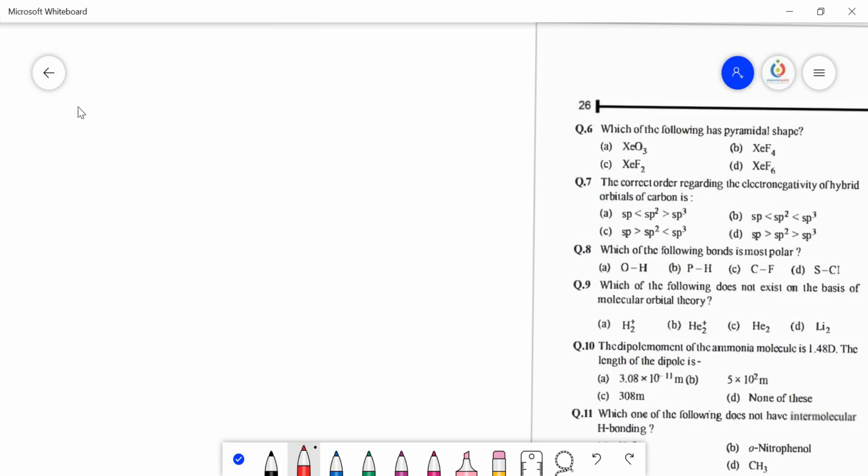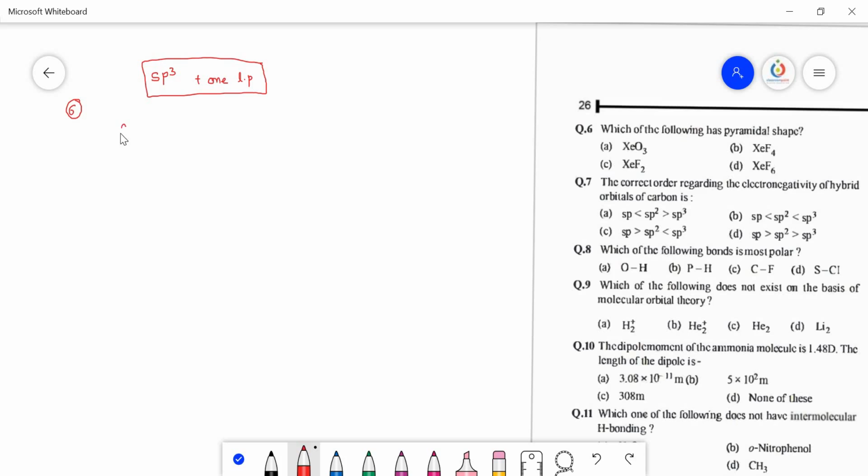Let us solve question number 6. Which of the following has a pyramidal shape? To show a pyramidal shape, a molecule must have sp3 hybridization plus 1 lone pair of electrons. Then that will show the pyramidal structure.